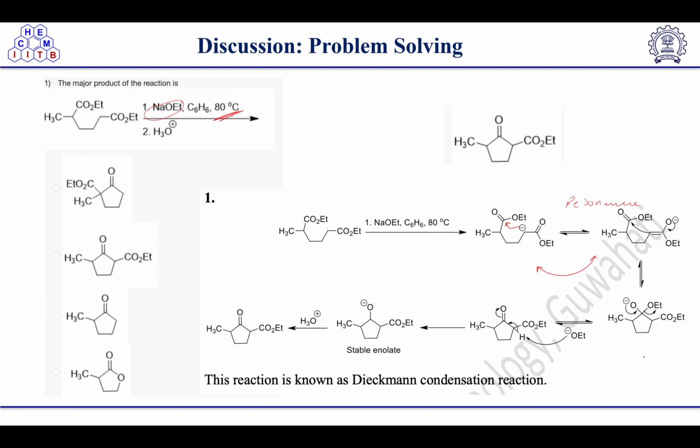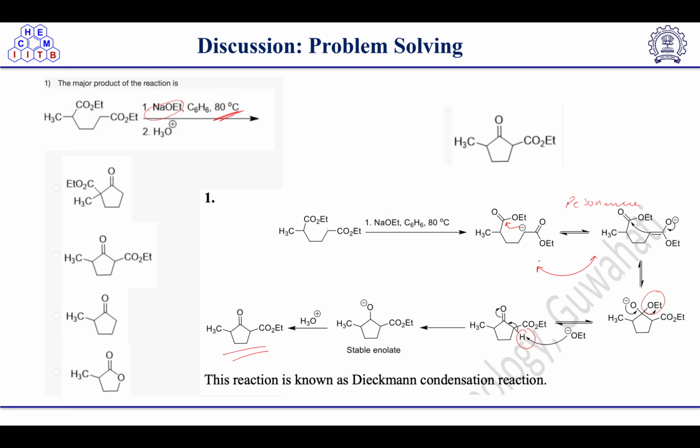So it will form a 5-member ring, and then the ethoxy group is a good leaving group, so it will give you a cyclopentane as an intermediate. Okay, then after this one, again the proton abstraction will take place from the alpha position and from the less hindered side, and it will form an enolate, a stable enolate, which will again take up the proton to become a stable product. So this reaction is known as a Dieckmann condensation reaction.